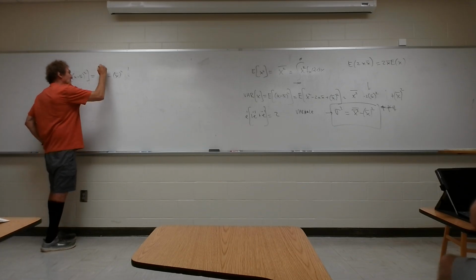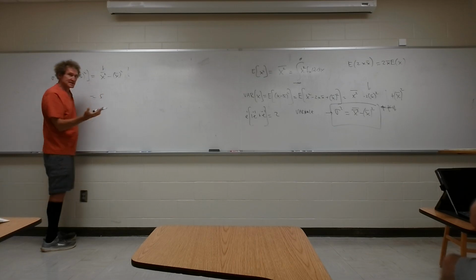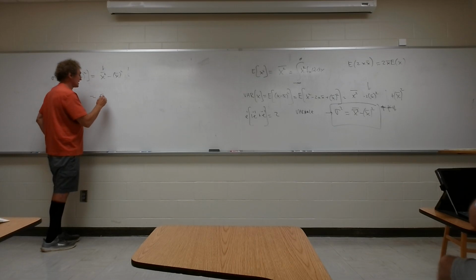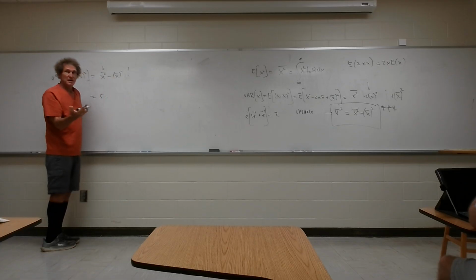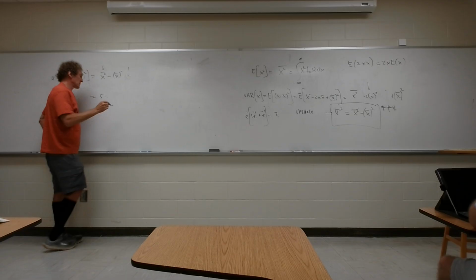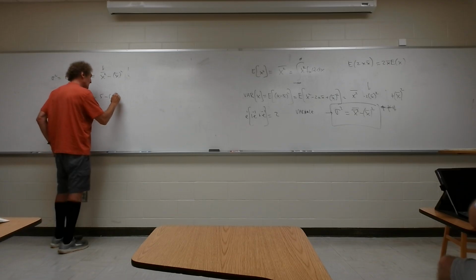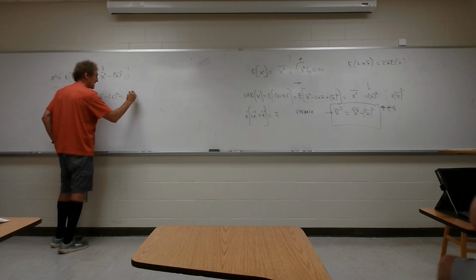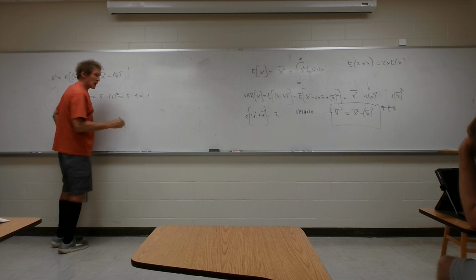Well, we figured out this is 5, right? Or at least we tried to figure it out. It is. Minus, and this was 2. Be careful, 2 squared, right? That's where you make mistakes. So it's 2 squared. That's 5 minus 4 is 1, right?